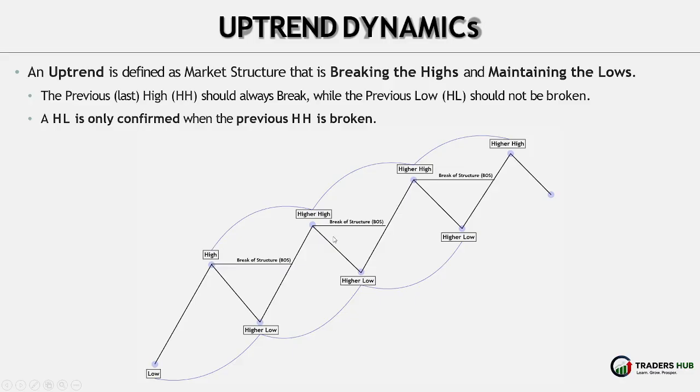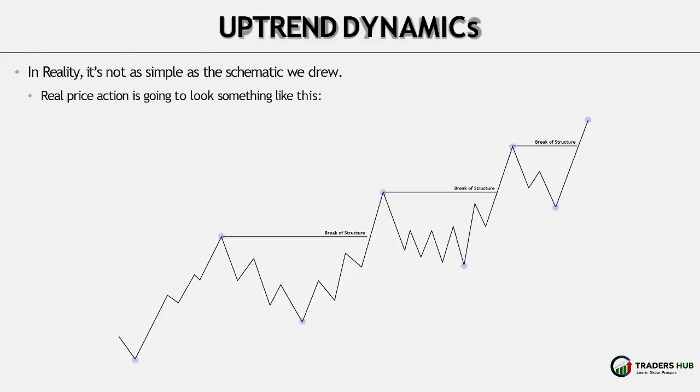And yes, moving forward, now let's look at uptrend dynamics. And in reality, it's not as simple as the schematic. That is correct, and that's why I said earlier it is up for debate. Okay, real price action is going to look something like this, because the price never moves in a straight line. It moves in a sequence of lows and highs, higher lows, higher highs, higher lows, higher highs.